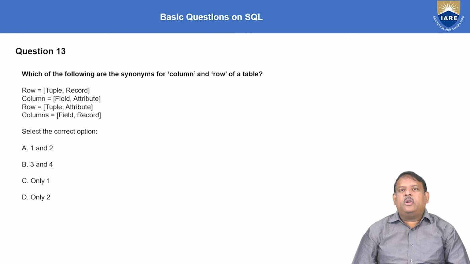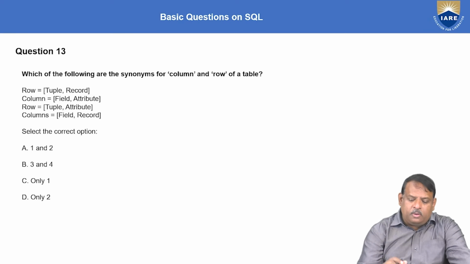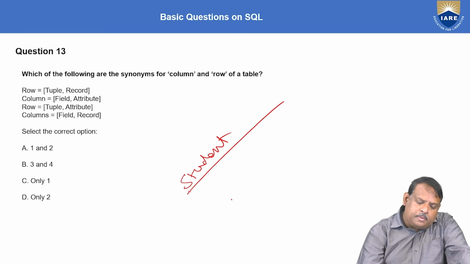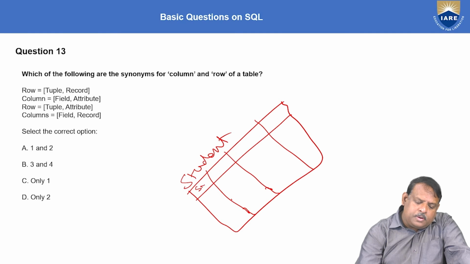Now, which of the following are the synonyms for a column and a row in a table? Okay, now what is a row and a column? Suppose my table is there, like student is a table name. Now let me have it like this: student number, name, branch, and mobile number.